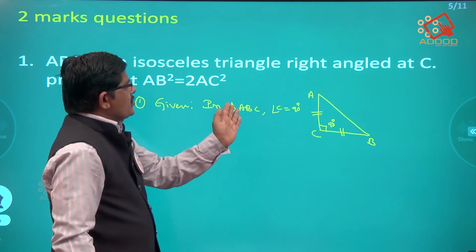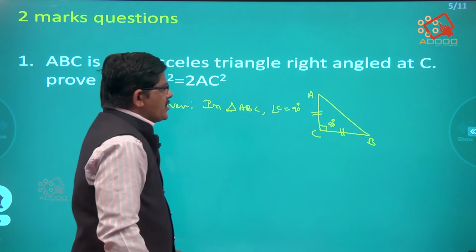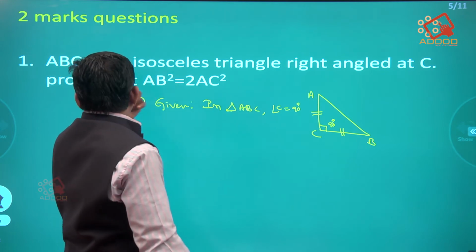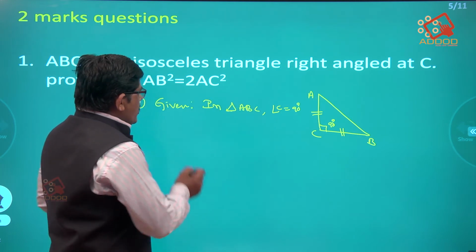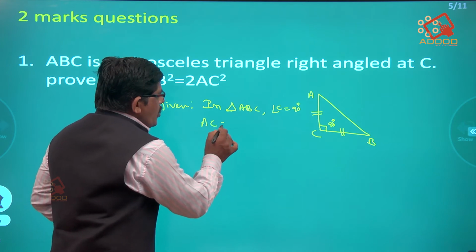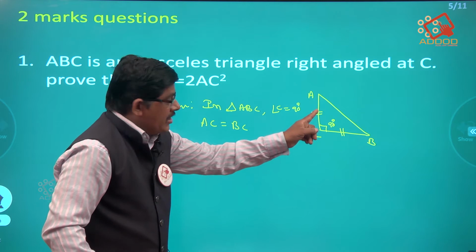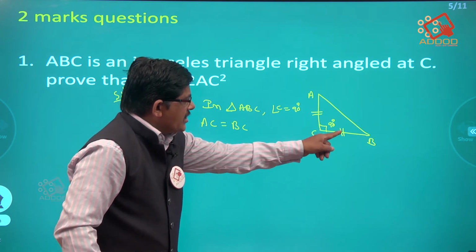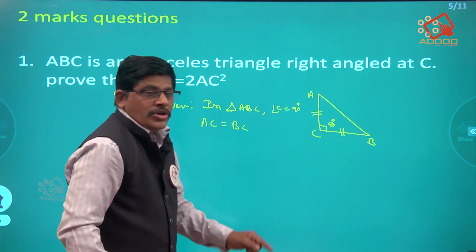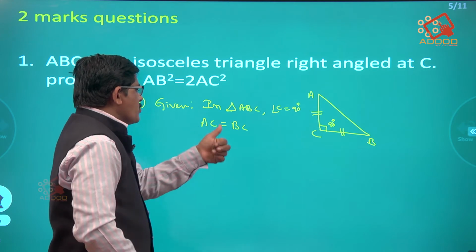Again, in triangle ABC, angle C is equal to 90 degrees, a right angle at C. Then another condition: AC length is equal to BC length. Why? Because it is called an isosceles triangle. Isosceles triangle means two sides are equal, then the base angles are also equal. Therefore, AC is equal to BC.